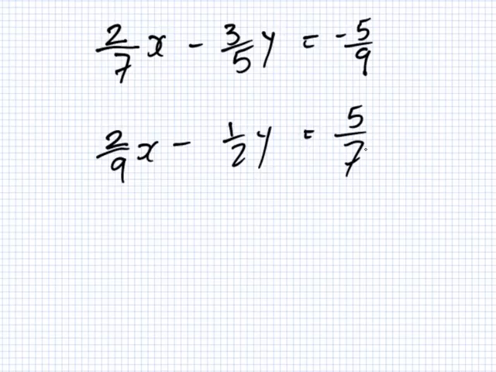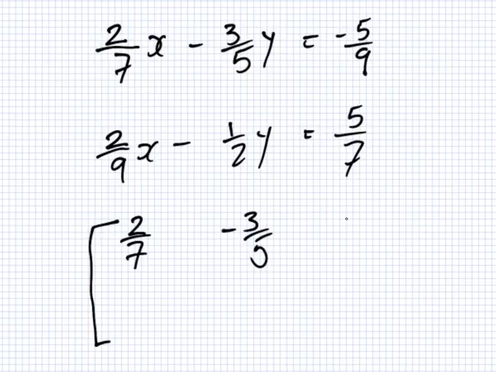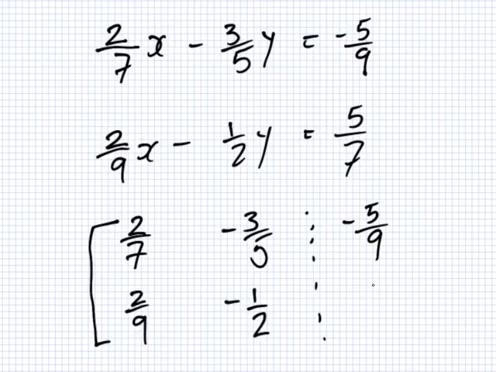Continue? Yes? Yes. So let's do it together. 2 over 7 minus 3 over 5 minus 5 over 9. 2 over 9 minus 1 over 2 and then 5 over 7.